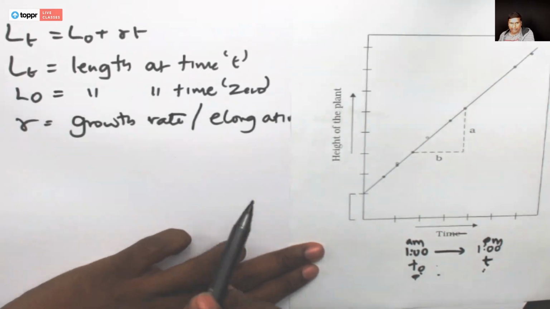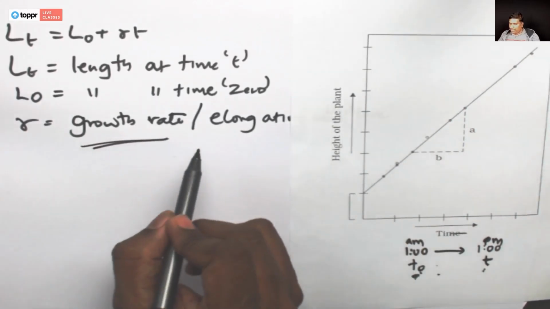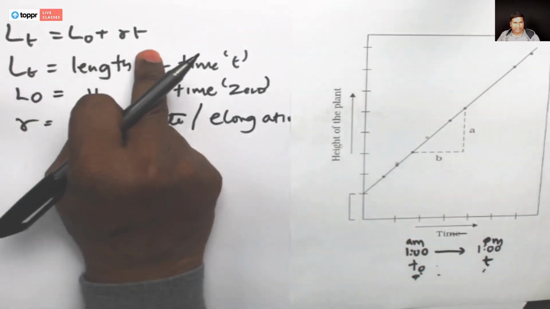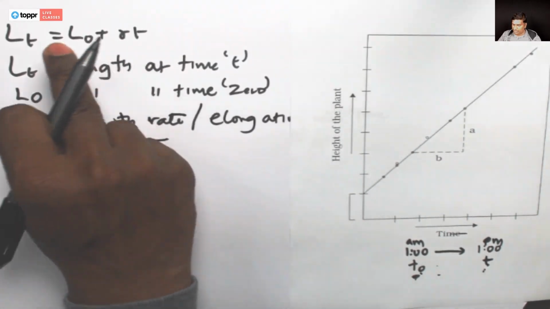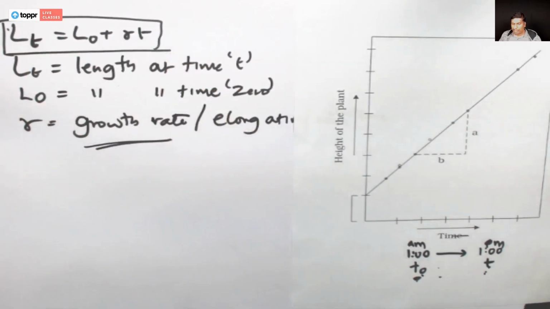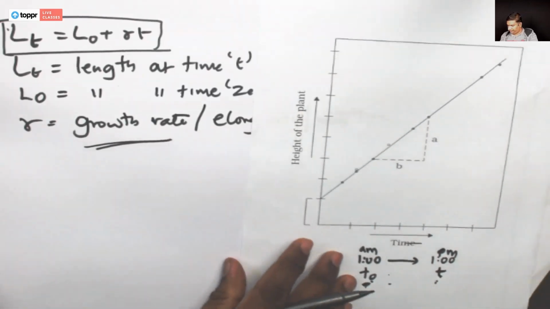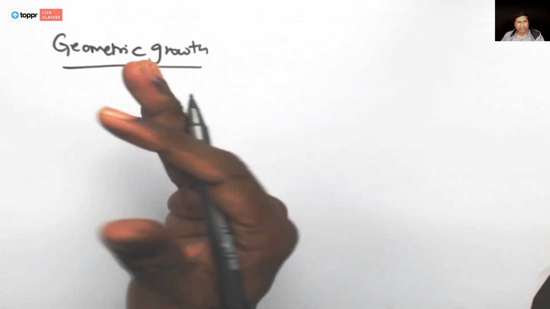Then the growth rate can be measured using this particular mathematical equation. Now in geometric growth, we see 2 becoming 4, 4 becoming 8.